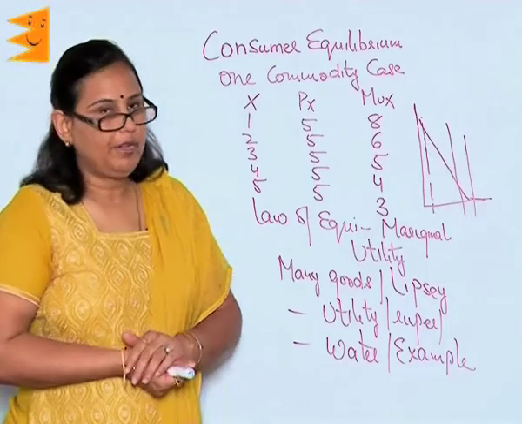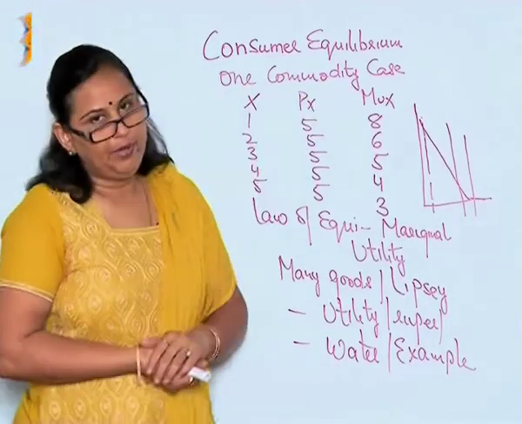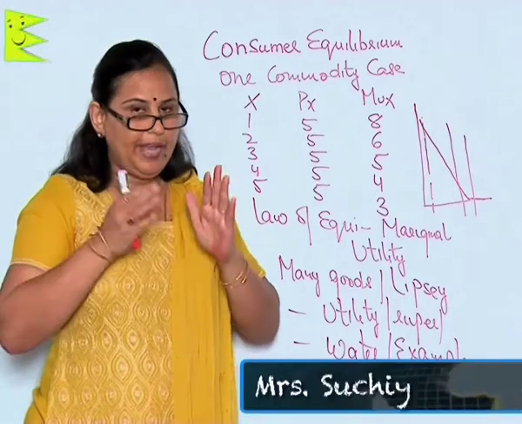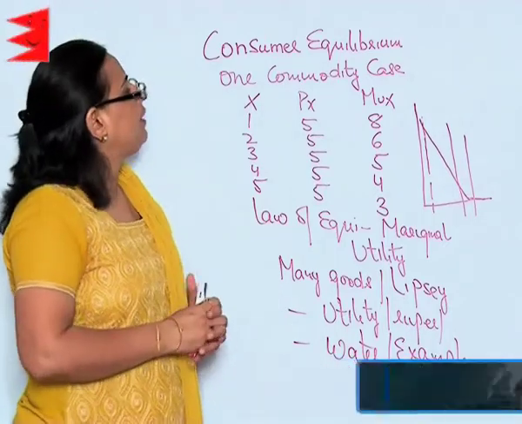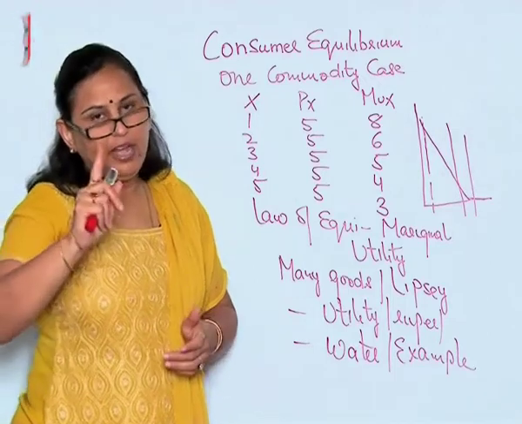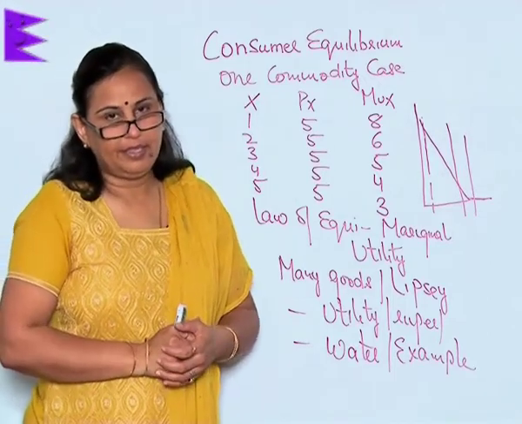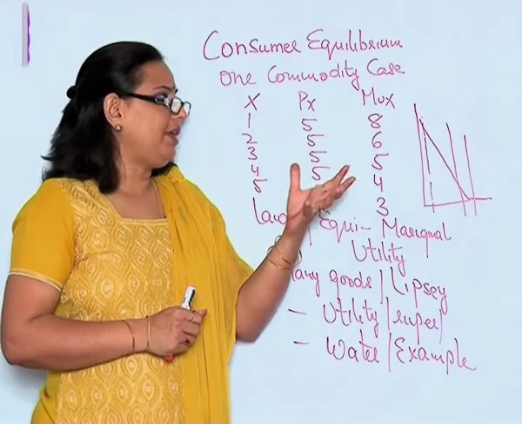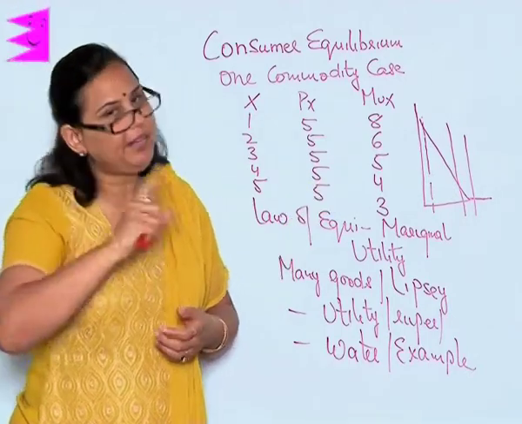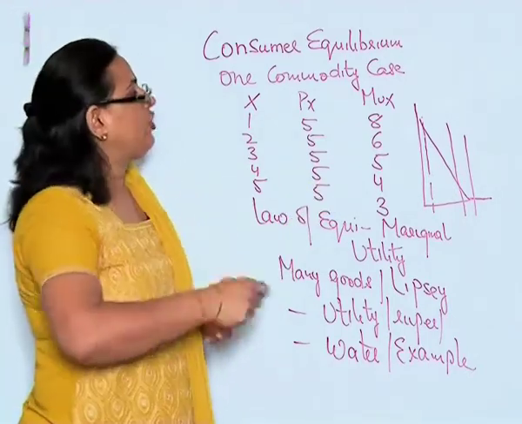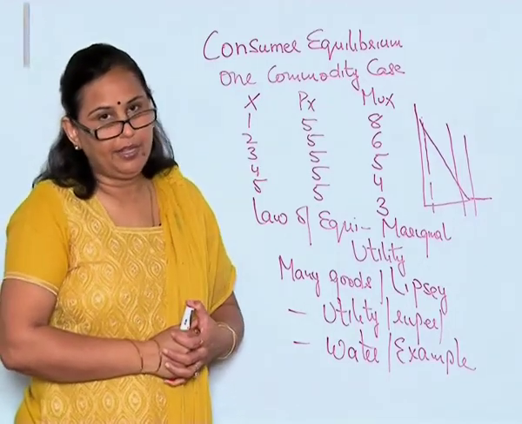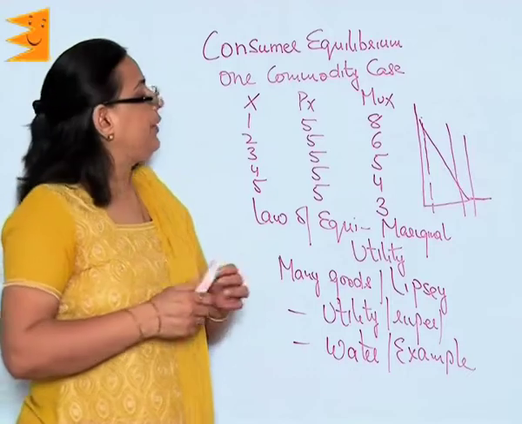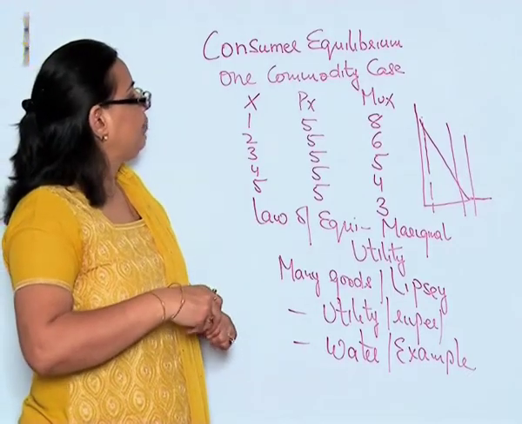Let's talk about the consumer equilibrium. As far as the consumer equilibrium is concerned, the first case that we will take is the one commodity case. That is, when a consumer intends to buy only one commodity and the marginal utility that he is going to derive out of that commodity. So, this is how we are going to see it to make it more clear.